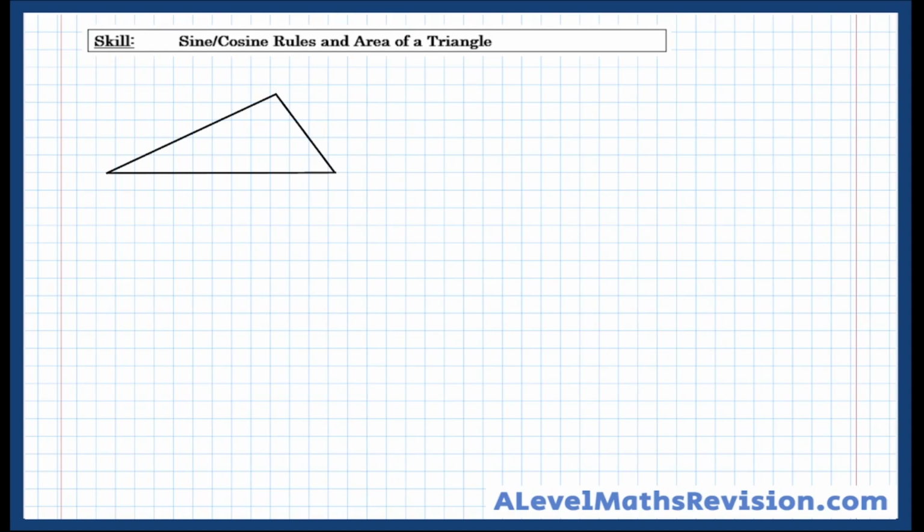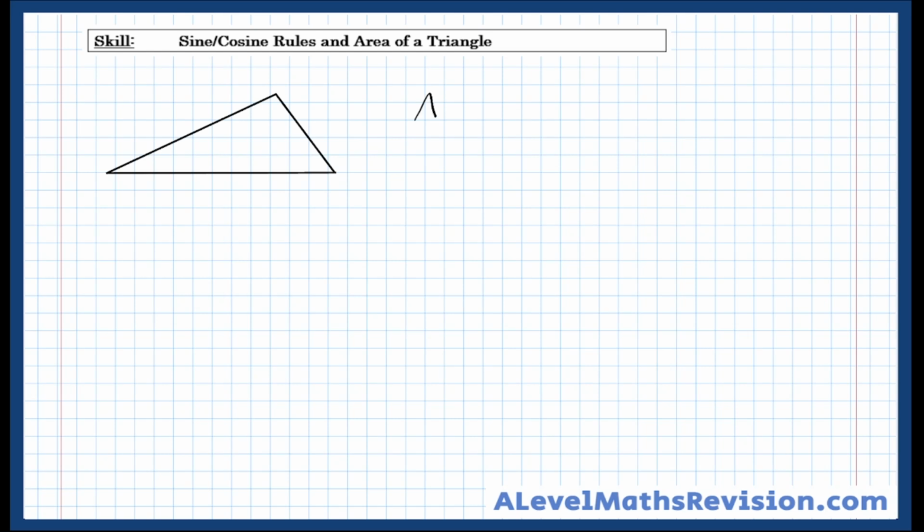In this lesson, we're going to develop on the prerequisite knowledge that you already should have on the sine and cosine rules and the area of a triangle, and introduce what's called an ambiguous case. But before I explain what an ambiguous case means, let's recap the area of a triangle.